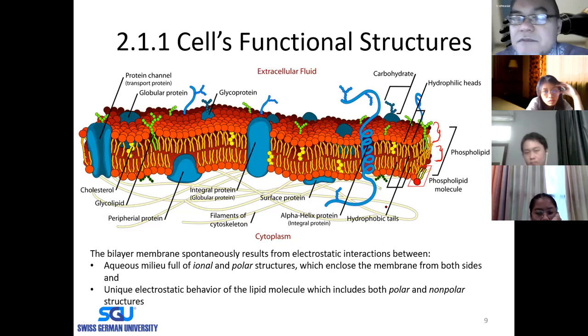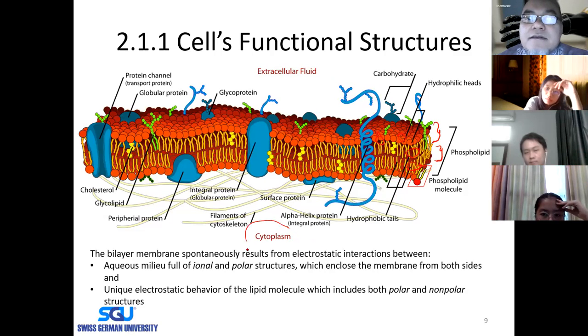This one is another phospholipid layer, and this part is the fatty acid part. The tails are the fatty acids, which are very hydrophobic. That's why they are connected to each other. While this part is the phosphorus part, which is hydrophilic, and that's why they are facing the extracellular fluid, and the other part facing towards the intracellular fluid or the cytoplasm.